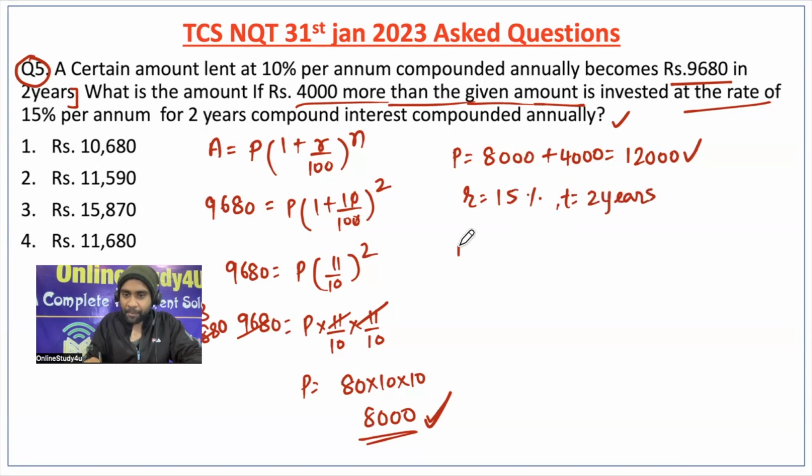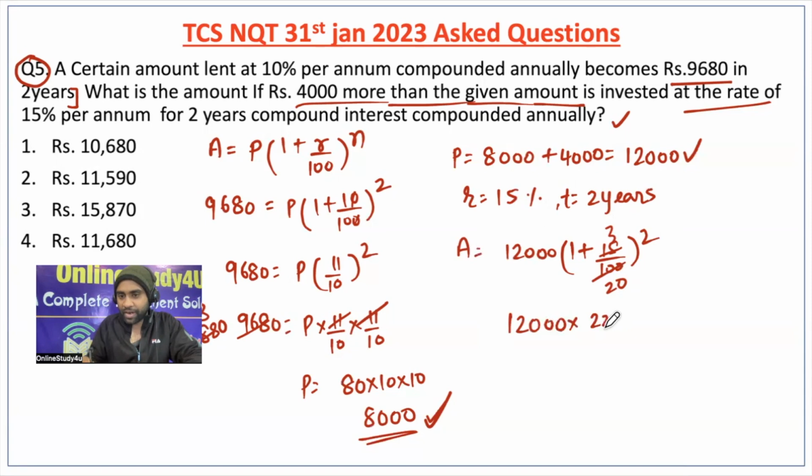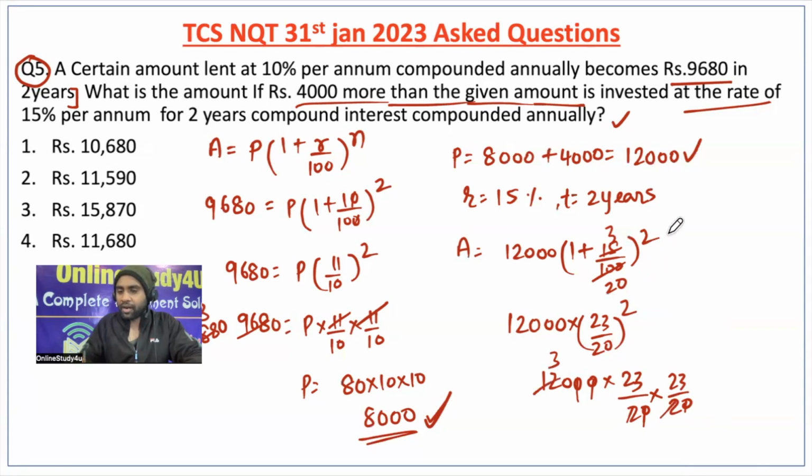Now amount will be equal to principal, which is 12,000, into 1 plus 15 by 100, time is 2. So 5 threes are 15 and 5 twenties are 100, so 12,000 into 20 plus 3, 23 by 20 square. 12,000 into 23 by 20 into 23 by 20. So you see, 20 and 20 cancel, 4 threes are 12, right?